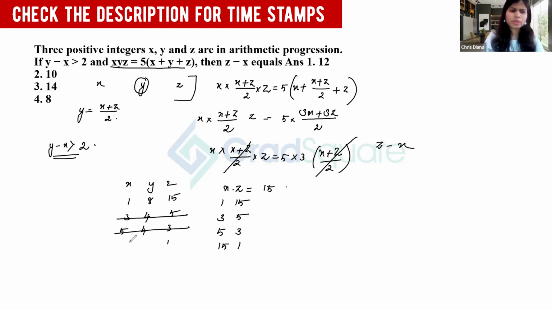Same thing with 1 and 15 here, with the order reversed. This would have become 8, so y minus x is also a negative number. This difference would not be possible because the difference between y and x has to be greater than 2. So this is the only possible way. Now z minus x, 15 minus 1, 14 is the required answer for this.